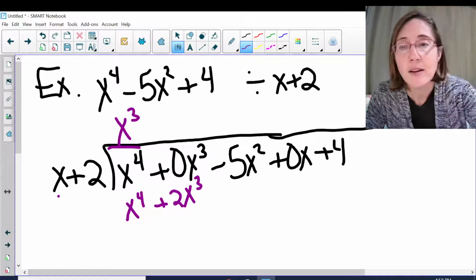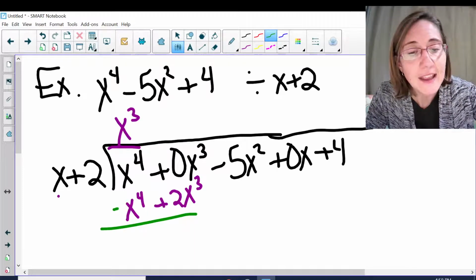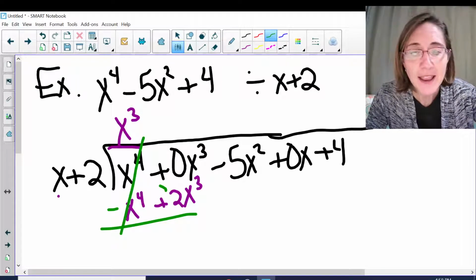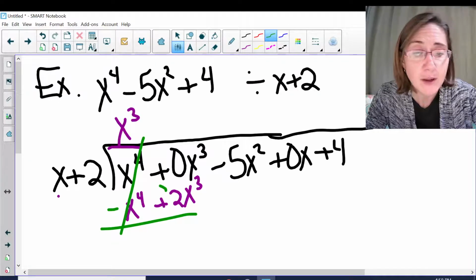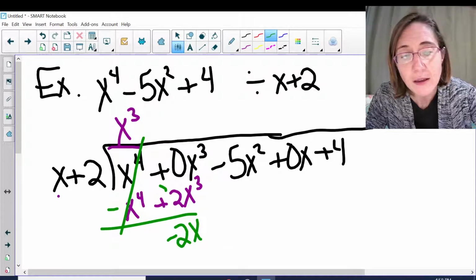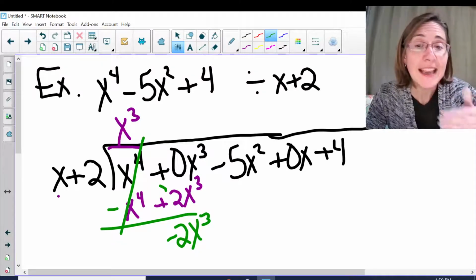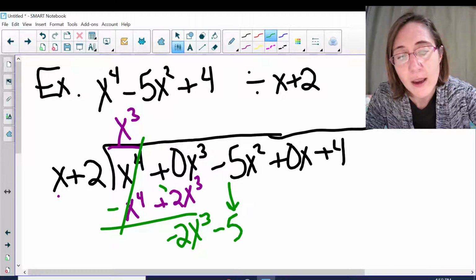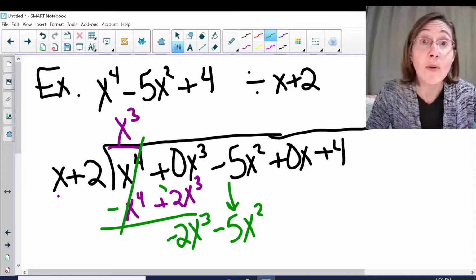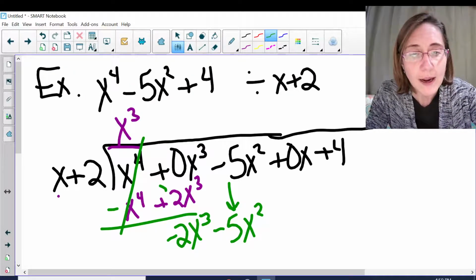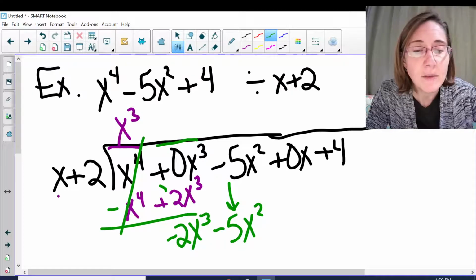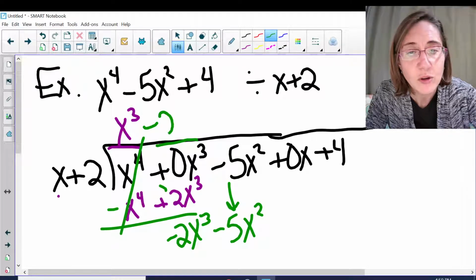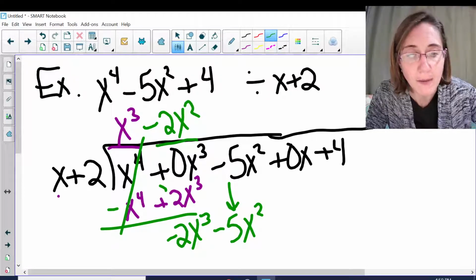Now we need to subtract. Subtraction is the same as adding the opposite. So my x to the 4ths cancel, and if I have 0x cubed plus negative 2x cubed, that makes negative 2x cubed. So I've subtracted. Now I need to bring down my next term, so the minus 5x squared is coming down. Now we're going to repeat the process. I need something up top here that I could multiply by x to get my 2x cubed. That means I need a negative 2x squared up there.